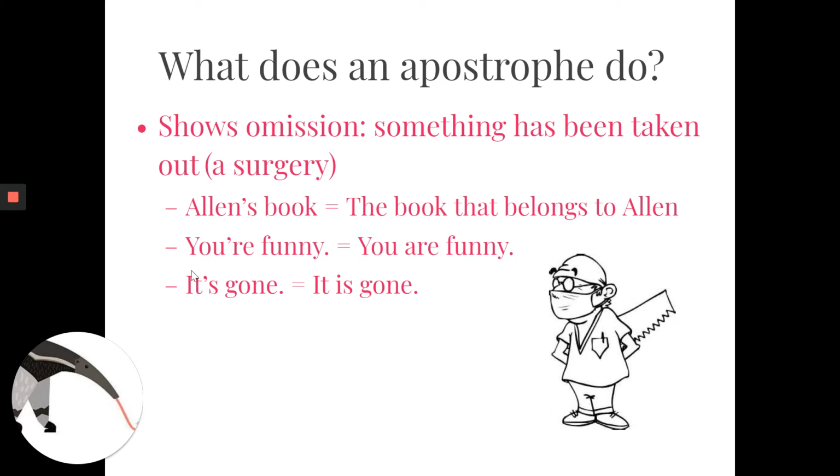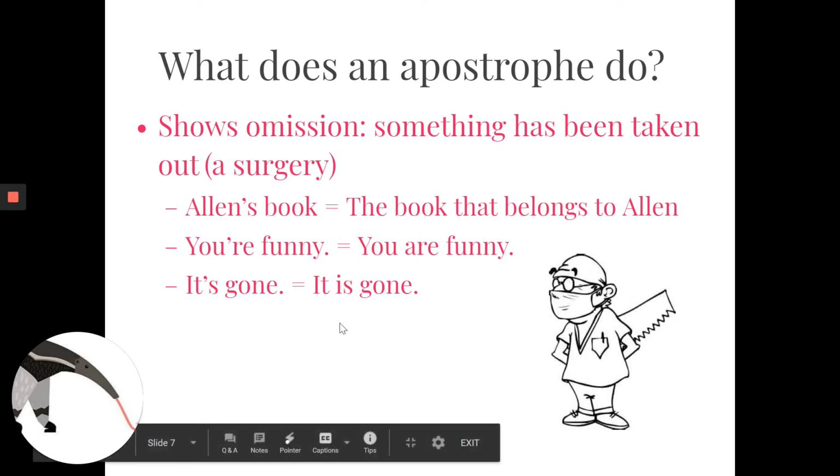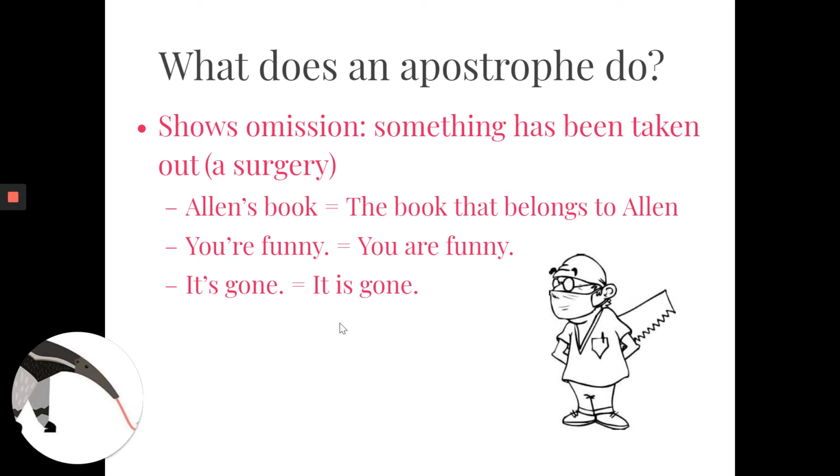What's been taken away in all of these instances? You're funny. The apostrophe is put in here to show we took out the A. Your is a contraction of you are. So this is where the A would go. It's gone. Contraction of it is. The apostrophe is shown to show us that we took away the I. So instead of it is, apostrophe S.